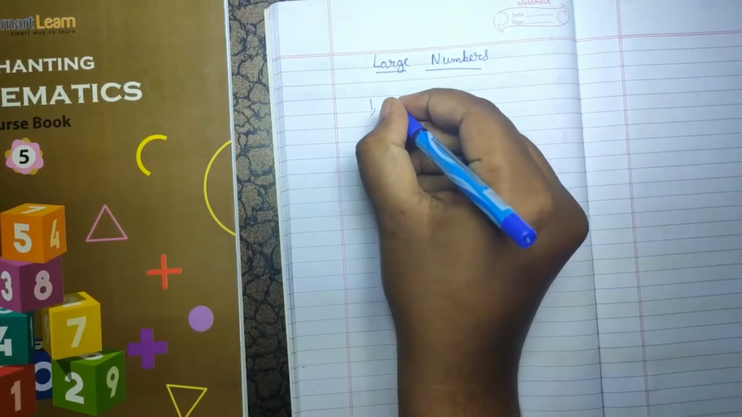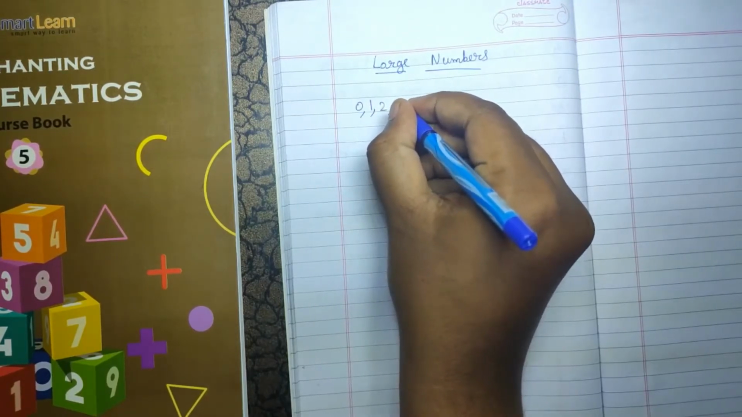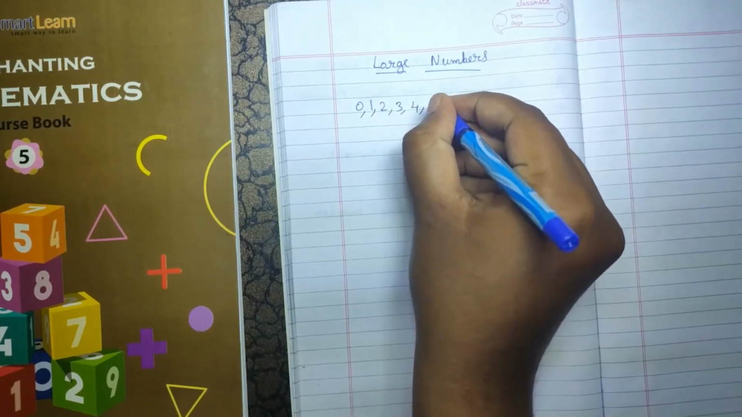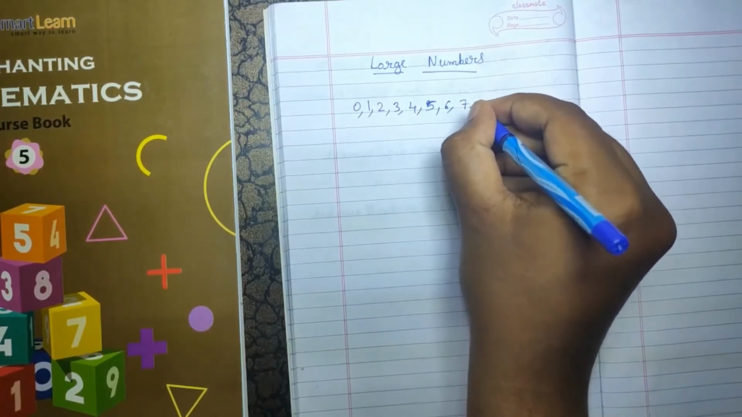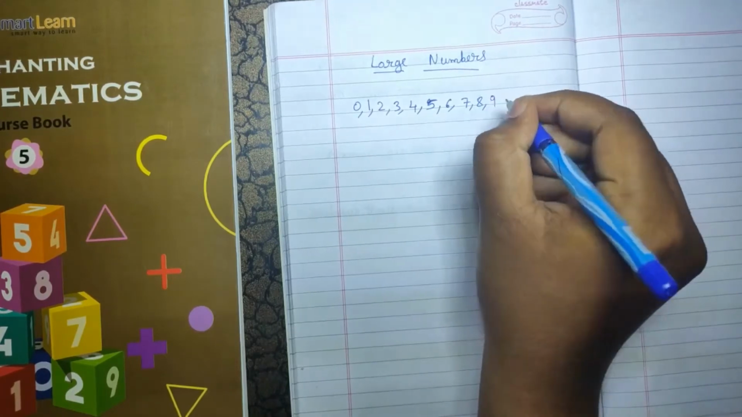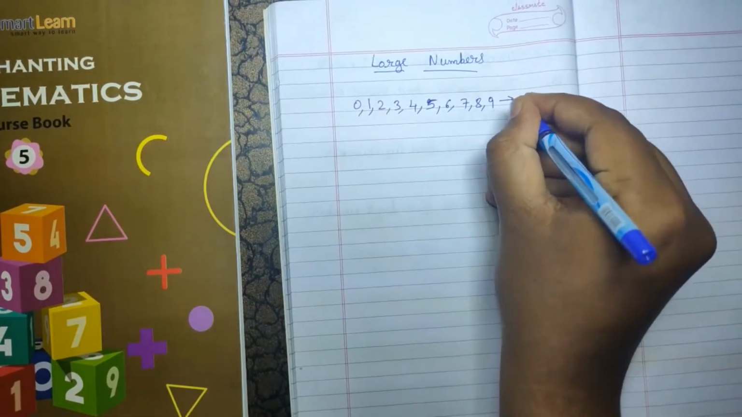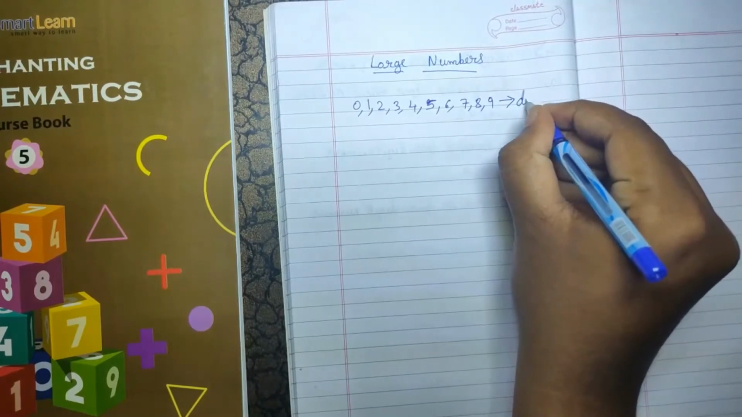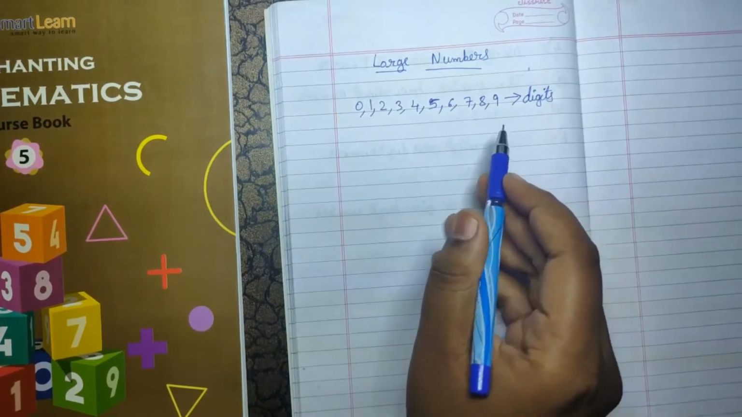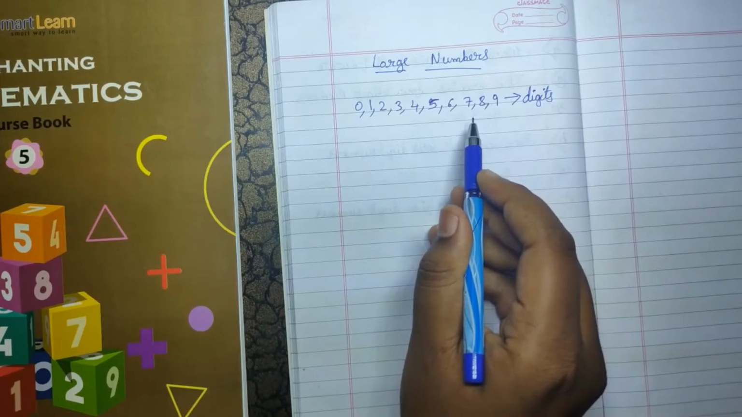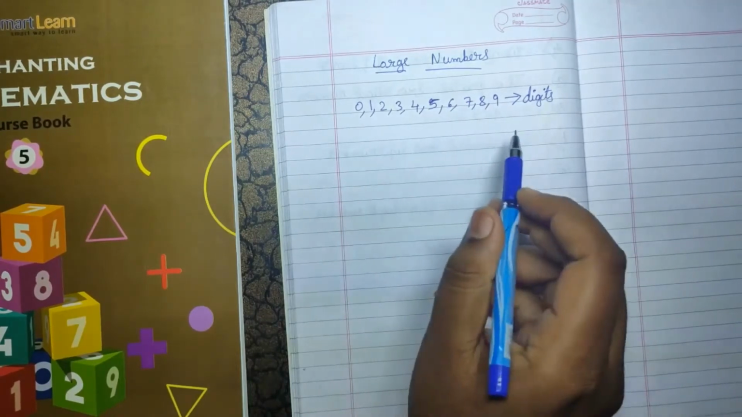See, 0, 1, 2, 3, 4, 5, 6, 7, 8, 9. All these numbers or all these symbols are called digits. Using these digits I can form numbers.